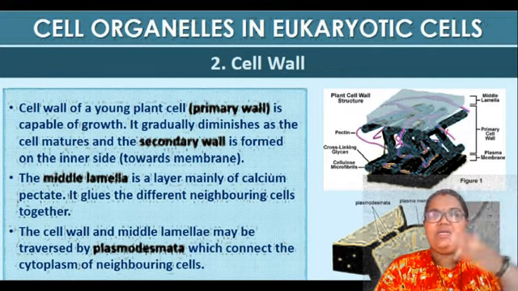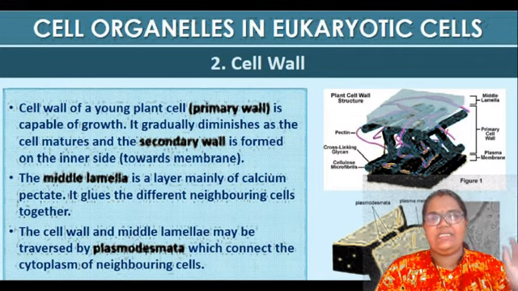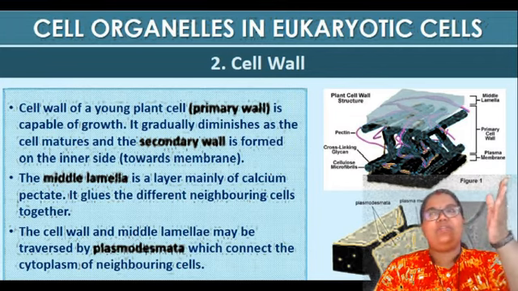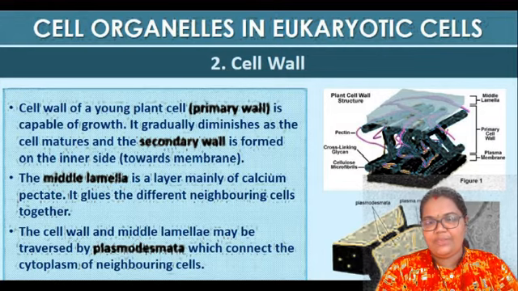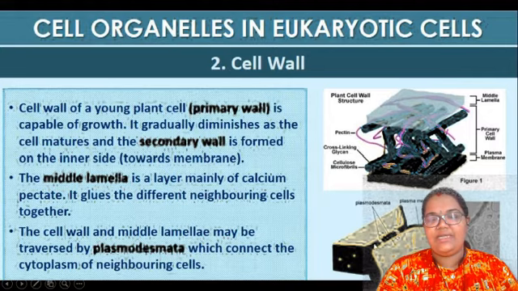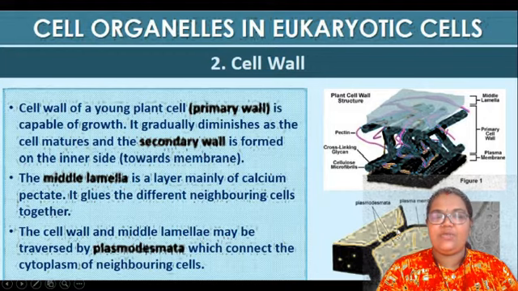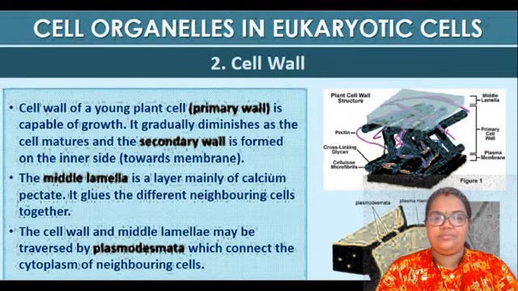And the cell wall and middle lamella are traversed, channelized by plasmodesmata, which is actually called the intercellular junction connection. In the picture you can see the plasmodesmata here. It enables connecting the neighboring cell cytoplasm with this one, because these are dead. So there must be some channels for the exchange of material. That's actually happening through the plasmodesmata, which is the channel or connection between the neighboring cytoplasm. Clear?